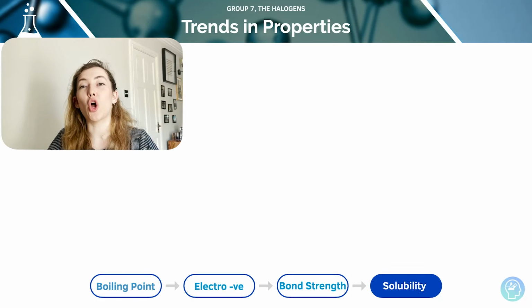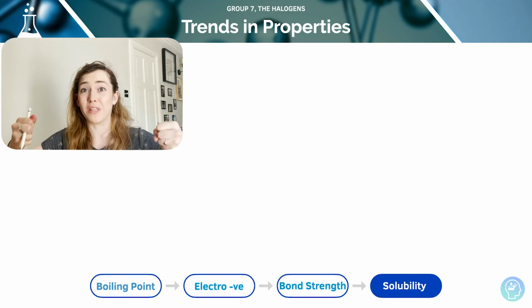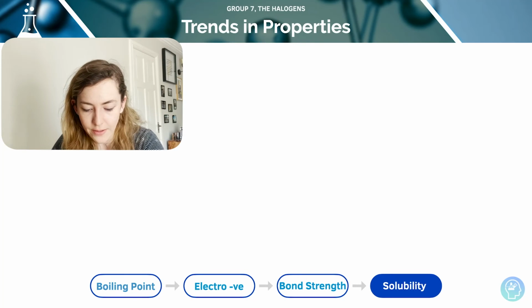Of course, halogens are non-polar because the electrons in the covalent bond are held perfectly in the middle, because both the atoms are the same, they've got the same electronegativity. It's like having a tug of war with the same person on both sides.